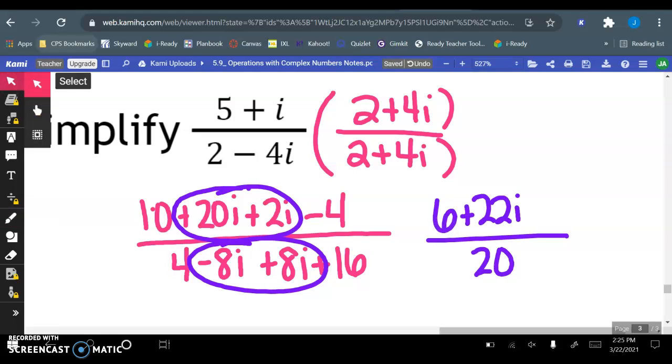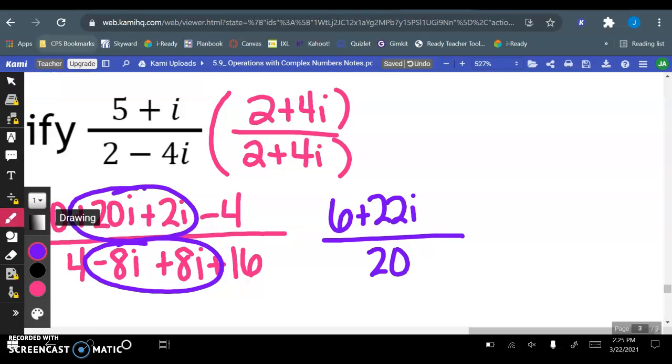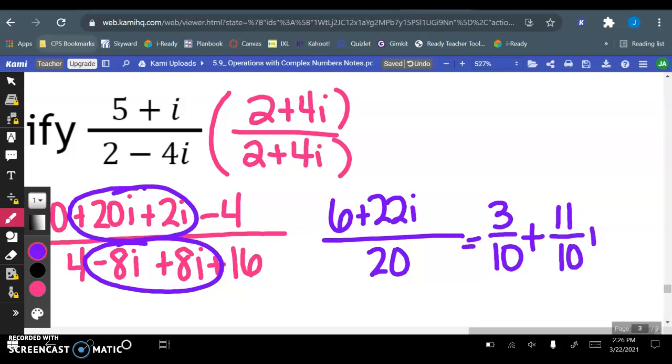And now I have to reduce this fraction. 6 and 20, I can divide both of those by a 2. So I'm going to have 3 over 10 for that fraction. And then 22 and 20 also can be divided by 2. So I'm going to have 11 over 10i.